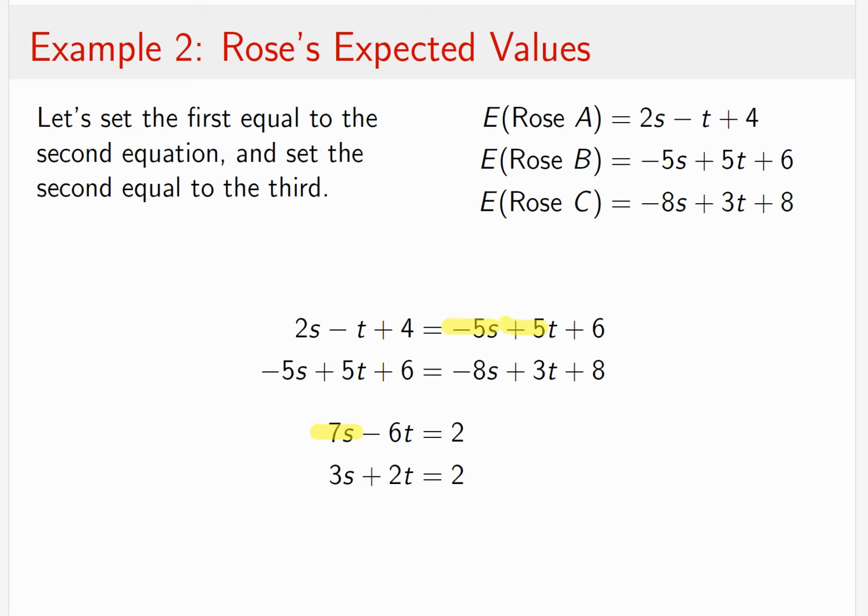Then we're going to subtract 5t from both sides and get the negative 6t. But then we have to take the 4 and move it over. So we're going to subtract 4 from both sides to get the 2. Same thing's going to happen here. We're going to add 8s to both sides and get positive 3s.